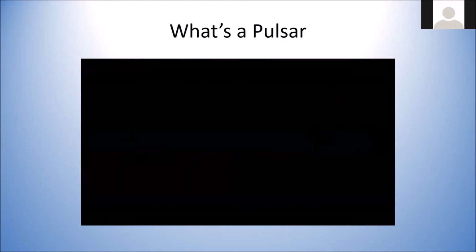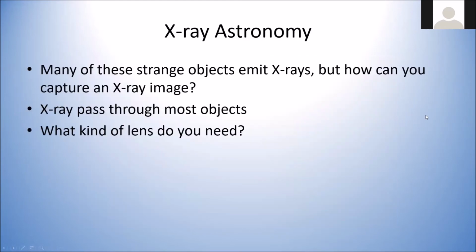Okay, moving on. So, many of these strange objects emit X-rays, but how can you capture an X-ray image? X-rays pass through most objects. So what kind of a lens do you need to focus an X-ray?